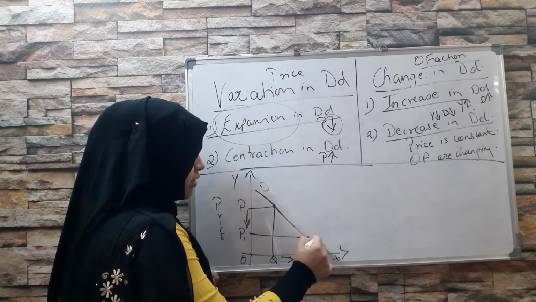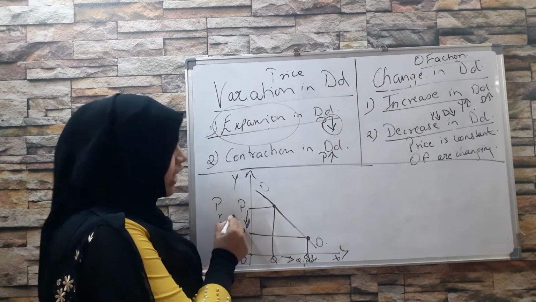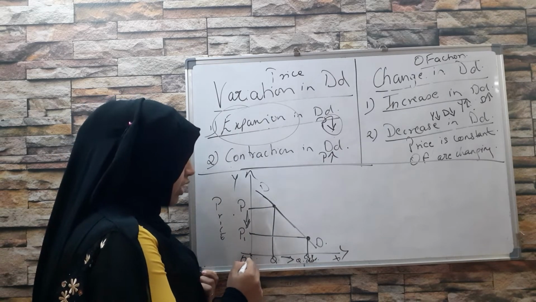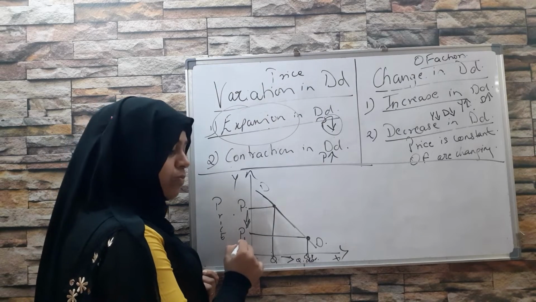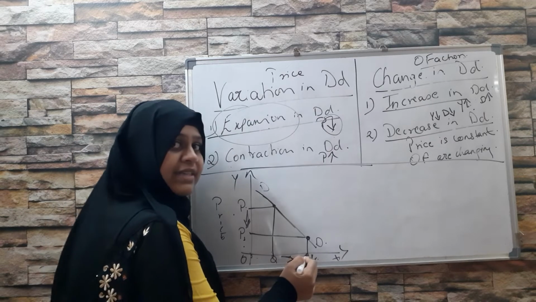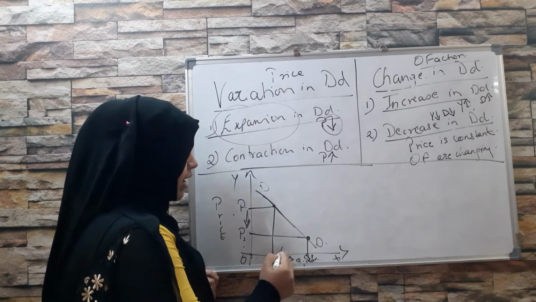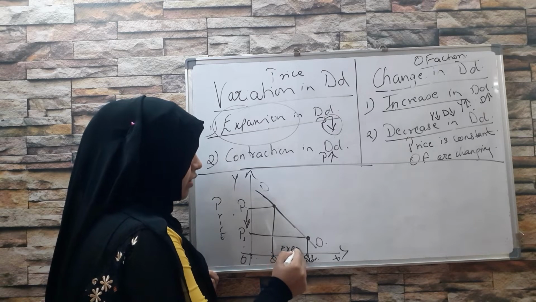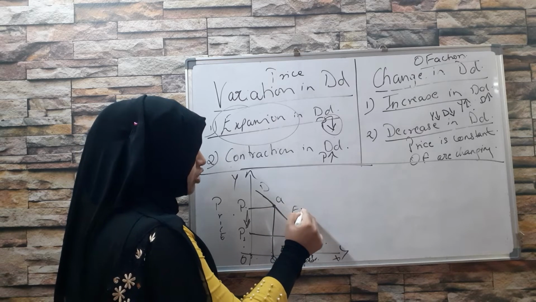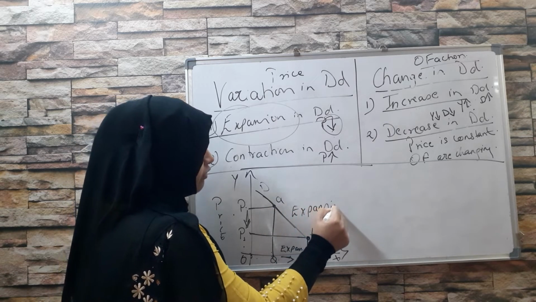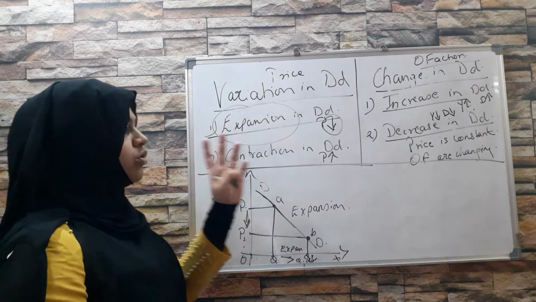Okay, so this is your demand curve, which is showing there is an expansion in demand. The demand was so little, OQ was the demand, but because price fell and it came to P1, the demand is increasing and it came to Q1. So here the demand has expanded. Okay, these points show the expansion of demand or expansion in demand. Alright, now come to contraction.